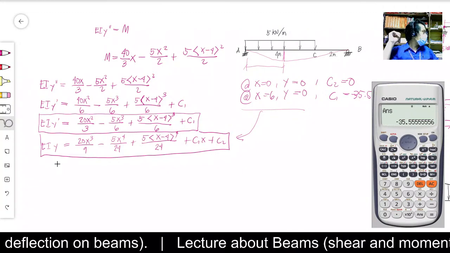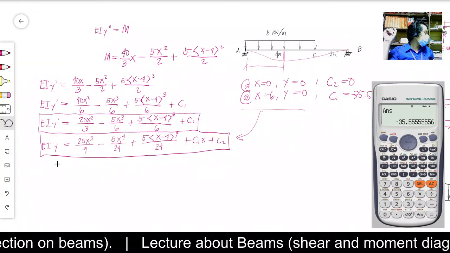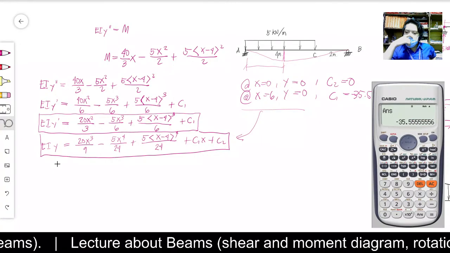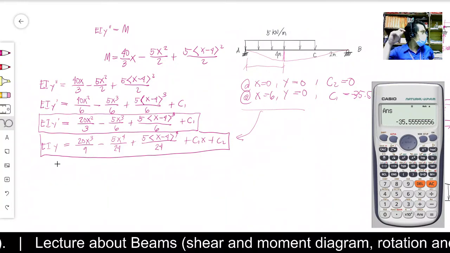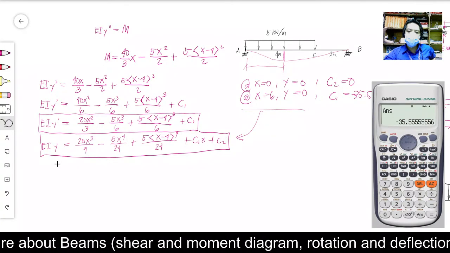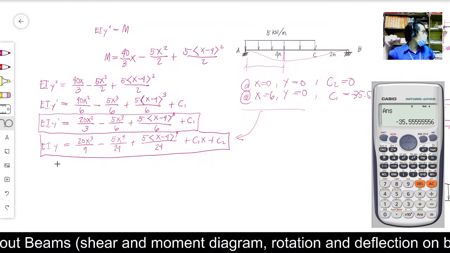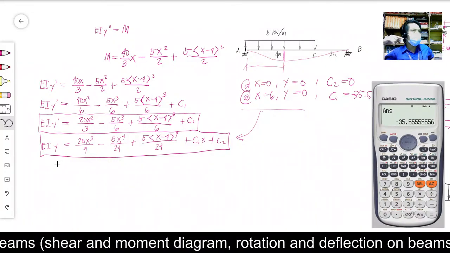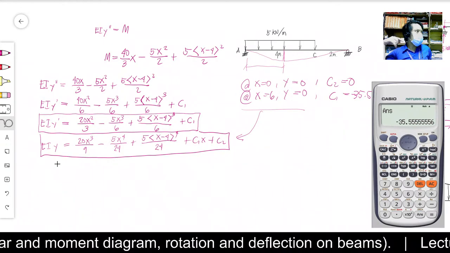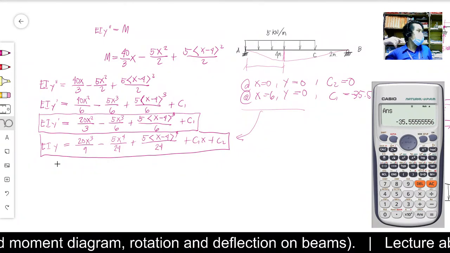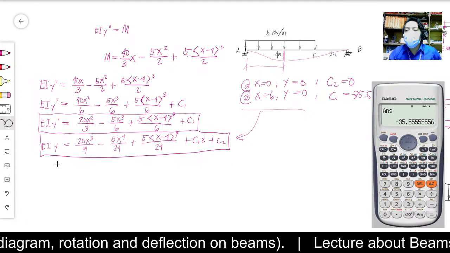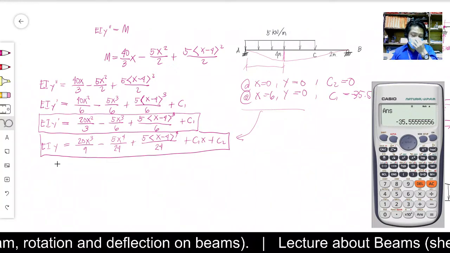When the deflection is maximum, the slope is 0. Is that always correct? What we need to find is the value of x when the deflection is maximum. So the slope is zero. Yes, that's right, but it depends on the type of beam.